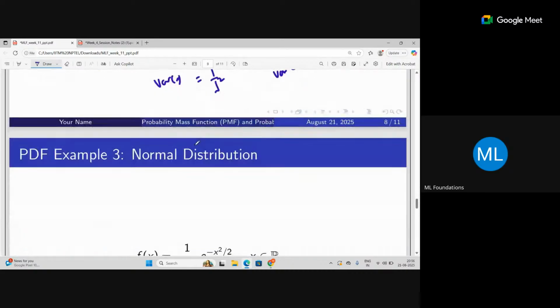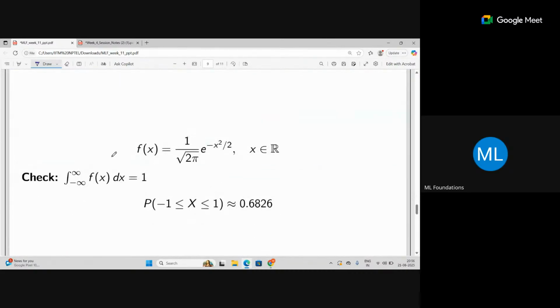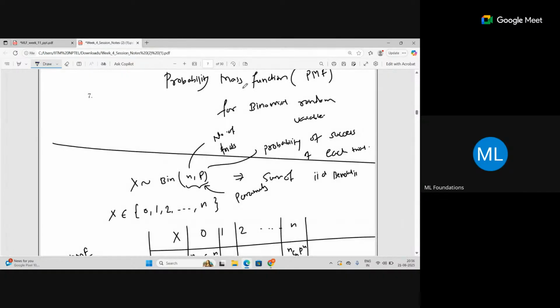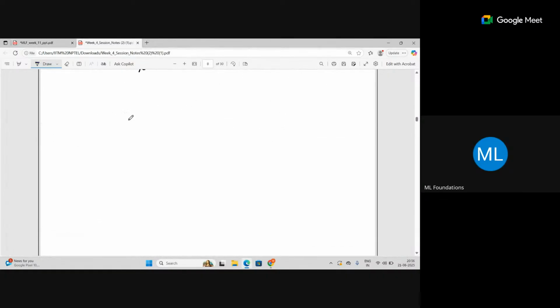Okay, this is the PDF for the normal distribution, which is generally written like this. Okay, I'll summarize the distributions here: the discrete distributions, and the continuous distributions.